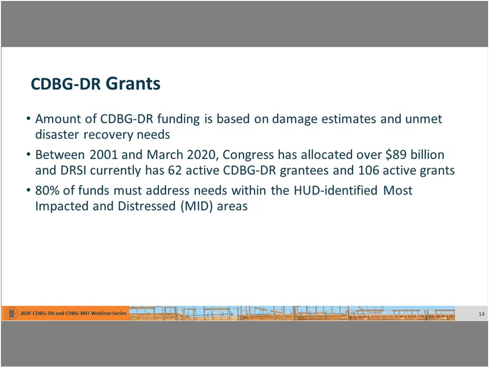The last bullet emphasizes that there is a little more refined targeting in the disaster recovery program vis-a-vis the regular CDBG program, where you have this concept of most impacted and distressed areas where 80% of the funds need to be used. The middle bullet here just talks about the volume, $89 billion between 2001 and 2020, 62 active CDBG-DR grantees, and 106 active grants. So this is a lot going on in the CDBG-DR space.